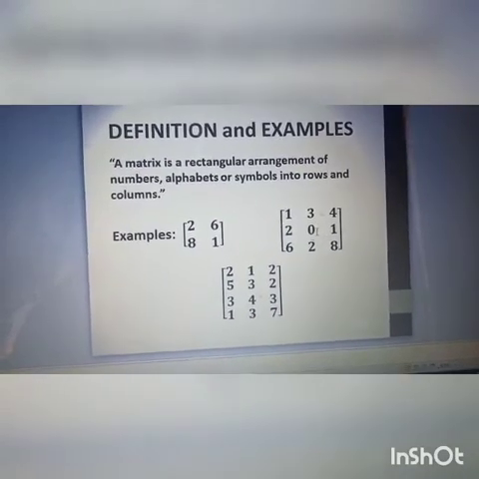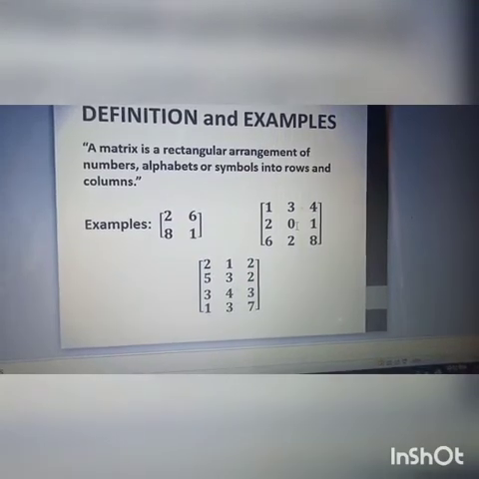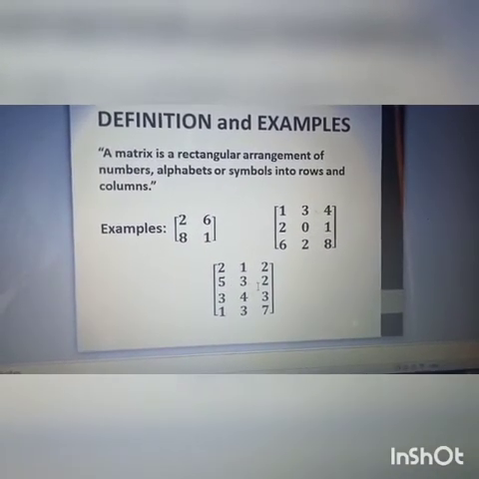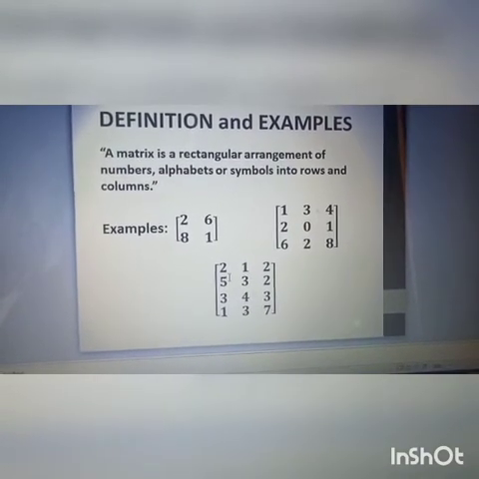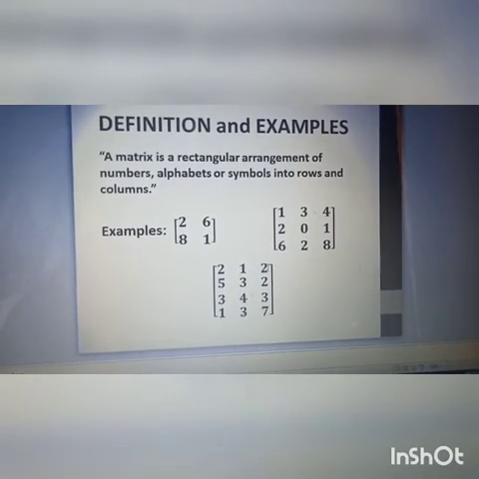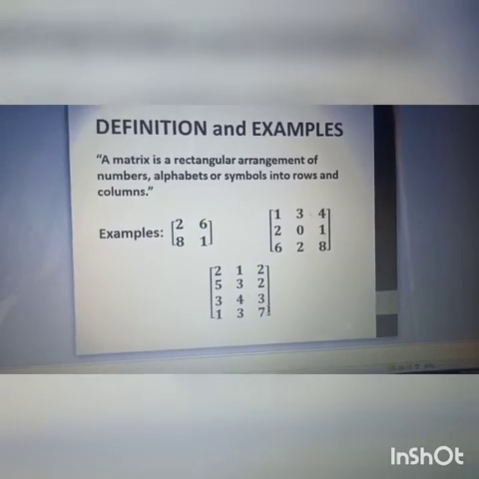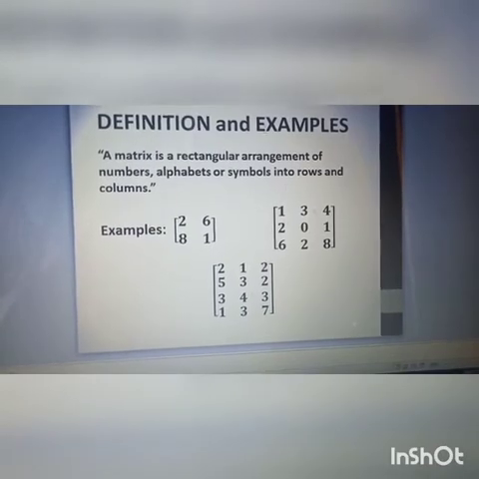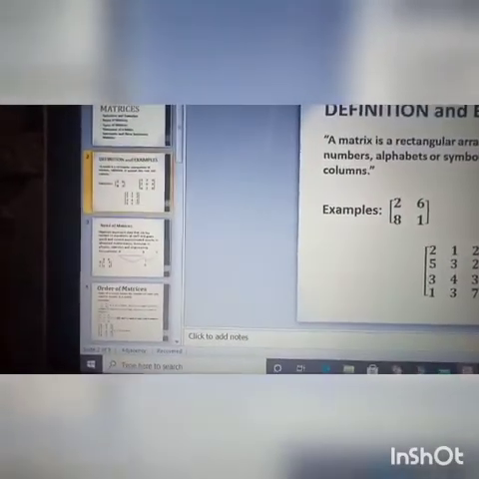Then if you see this second example, here there are three rows and three columns. And in this third example, 1, 2, 3 and 4, 4 rows are there, and if you see the vertical positions, a total of 3 vertical positions are there. So they are representing 3 columns: 4 rows and 3 columns. So this is how we usually represent a matrix. Let's move forward.